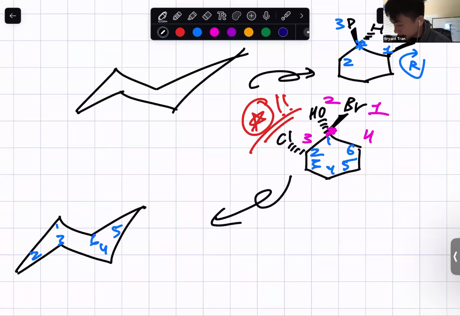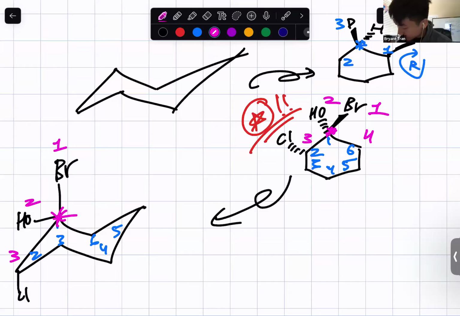At one, the bromine is going up because it's a wedge. Alcohol is going down because it's a dash. At two, chlorine is going down because it's a dash. And this is going to be the pink chiral center that we're interested in, where bromine was number one, alcohol was number two, this carbon was number three, and this carbon here was number four. Okay, now once we have the chair conformation, what did your professor do?